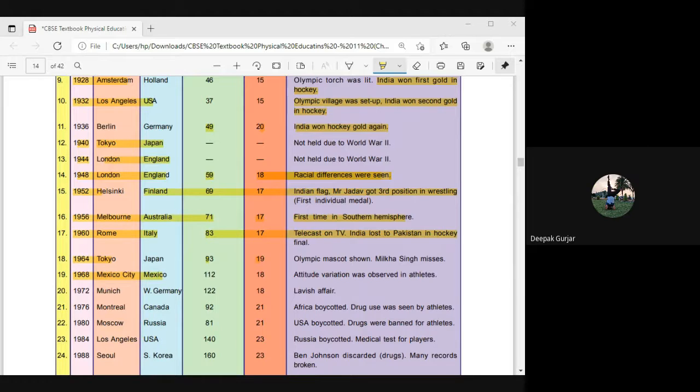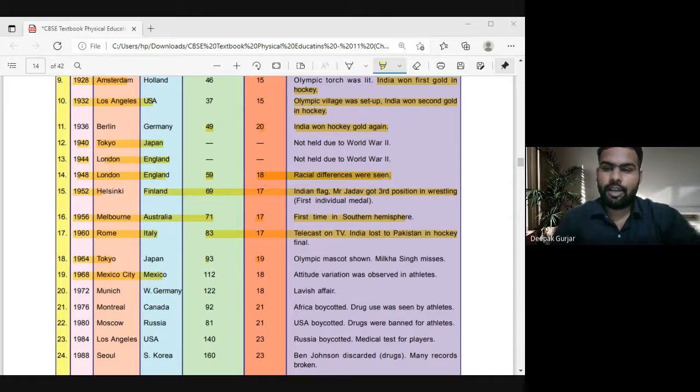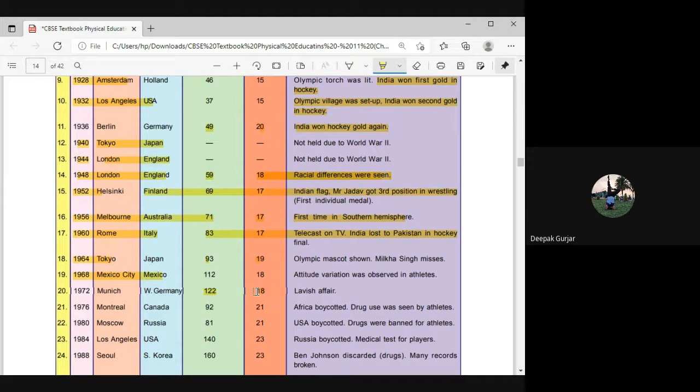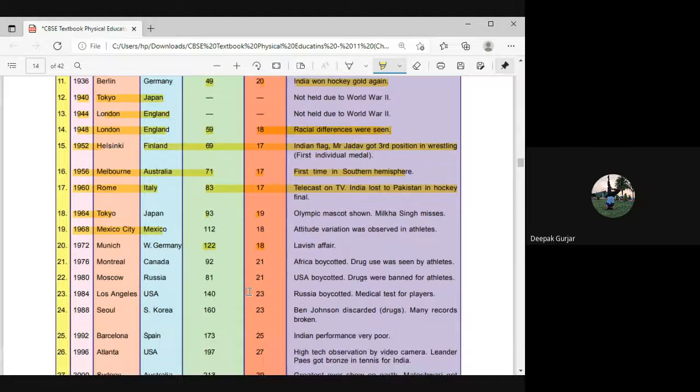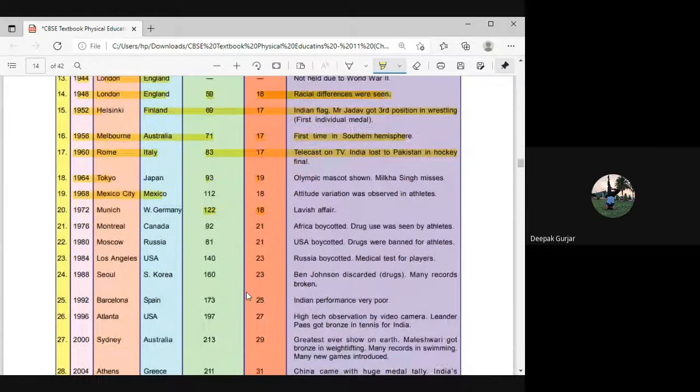So what is this altitude variation? See, children, there is a graph when we talk about athletes while running. There is an acceleration zone, there is reaction ability, right? There are some zones. So altitude difference is measured. In 1972, that is in West Germany, 122 countries participated. At that time there were 18 activities, and it was a lavish affair, right? It was so lavish, so expensive.